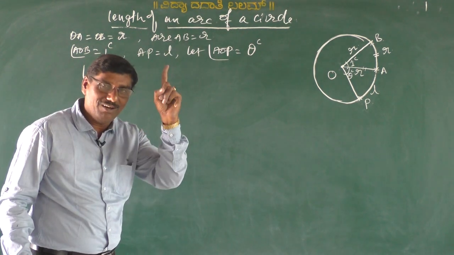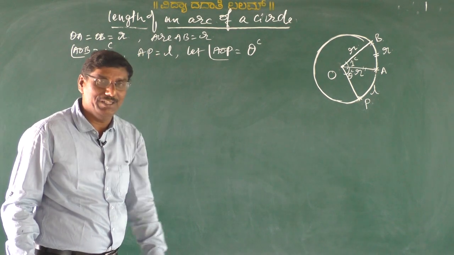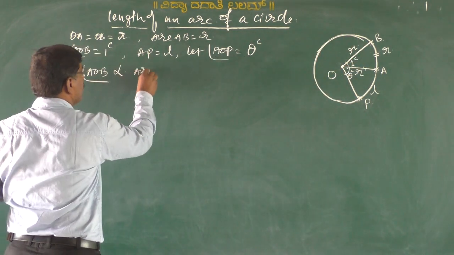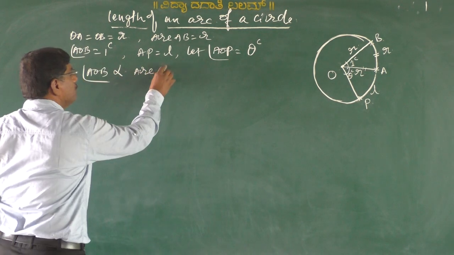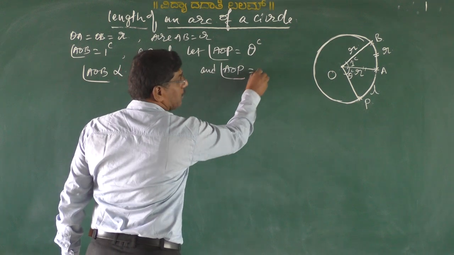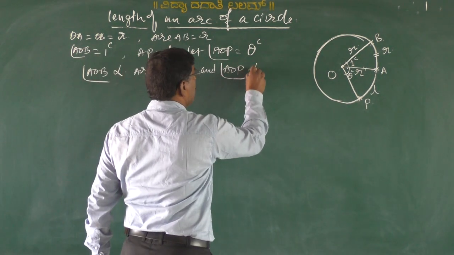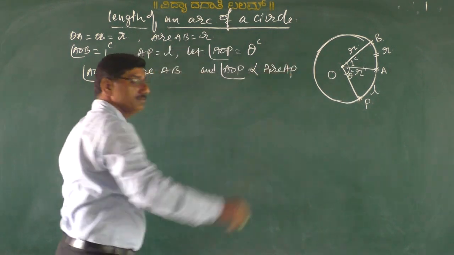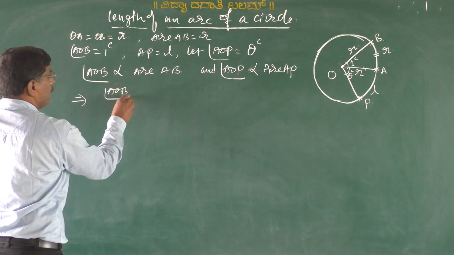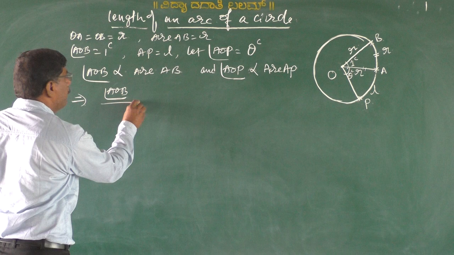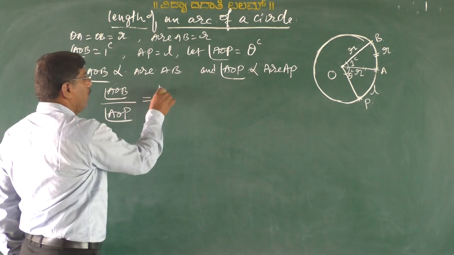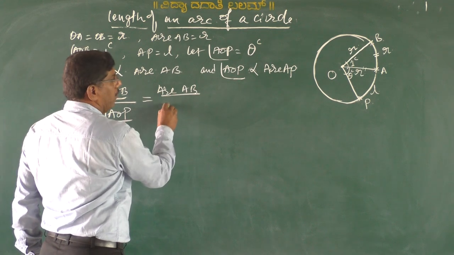Already we used in the last derivation that pi is equal to 180 degrees, isn't it? Angle AOB is proportional to arc AB, and angle AOP is proportional to arc AP. Now we take proportionality as angle AOB, that means removing proportionality, divided by angle AOP, which is equal to, my dear students, arc AB divided by arc AP.